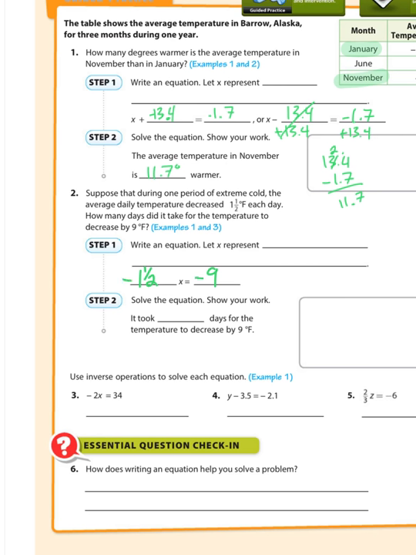All right, so now we solve the equation. We're going to divide both sides by -1.5. And negative divided by a negative is a positive. 9 divided by 1.5 is also 3/2, which is the same as 9 times 2/3. 2/3 of 9 is 6, so it took 6 days for the temperature to decrease by 9 degrees Fahrenheit.